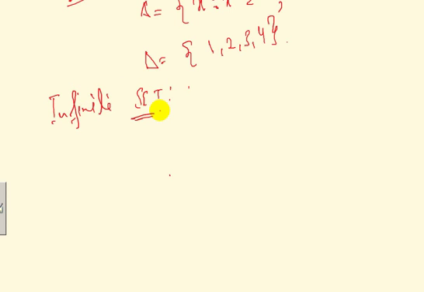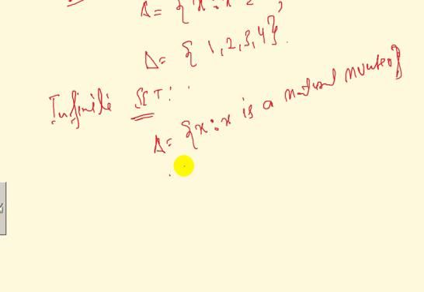Okay, what about an infinite set? Yeah, like A is equal to x such that x is a natural number. What is this form called? Set builder form. Yes, sir. And what is the roster form of it? 1, 2, 3, 4, 5.